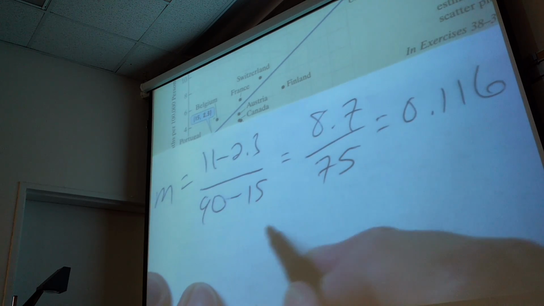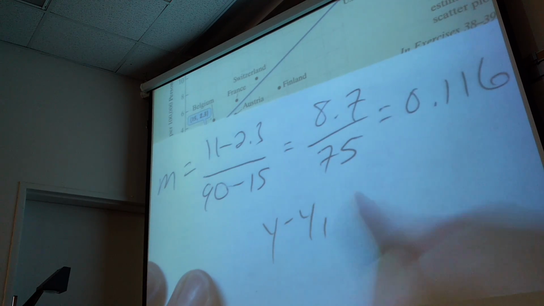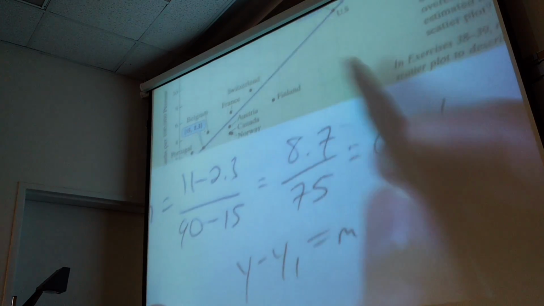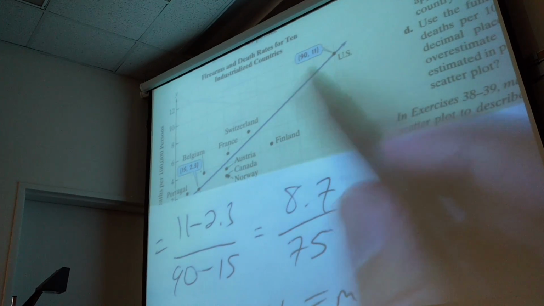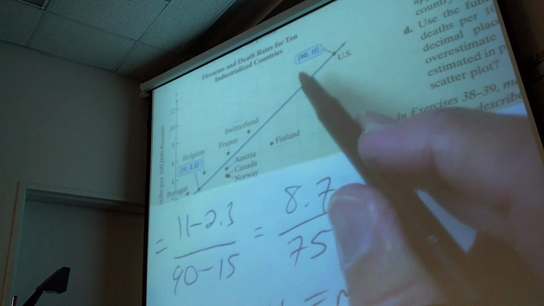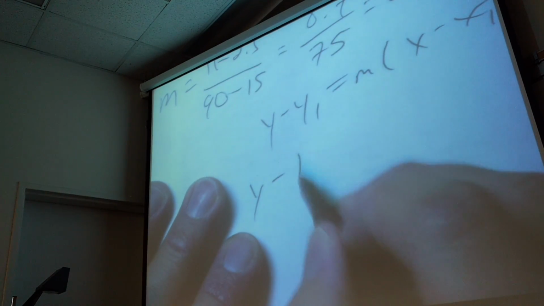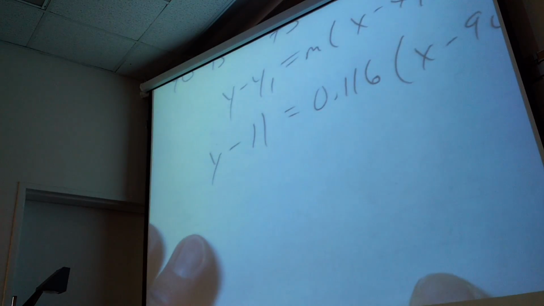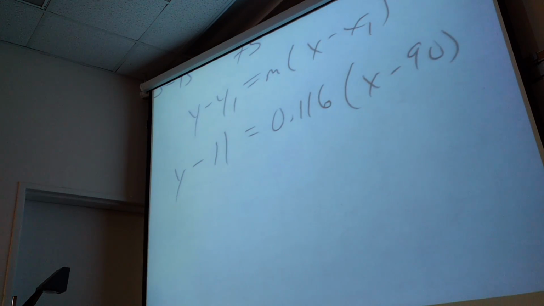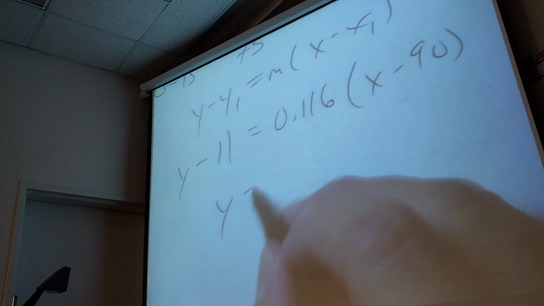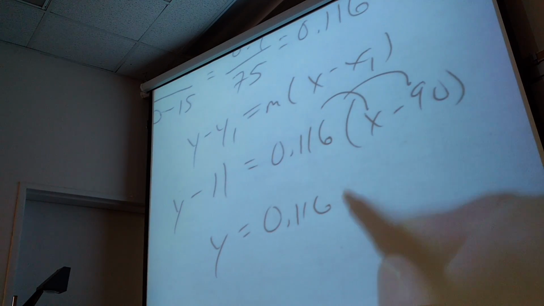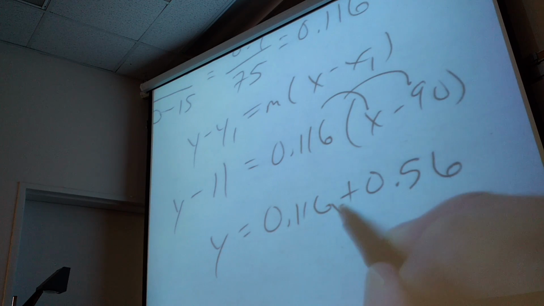And now I can just use y minus y1 equals m times x minus x1. And I can pick whatever point I want. So which point do you guys want to use in this equation? 90, 11? Okay. So we got y minus the y piece equals slope times x minus the x piece. And now, again, it's okay to have decimal answers. So you should end up with, once you multiply this through, add 11 over, you should end up with this becoming x.